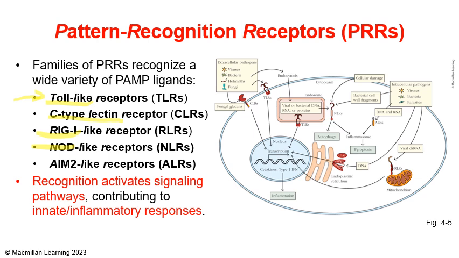Now, C-type lectin receptors are important for recognizing certain patterns of sugars, of the pathogens. RIG-I receptors are important against viruses. NOD-like receptors are very important for intestinal mucosa defense. And the AIM2-like receptors, I don't remember them now. So which ones are the most important? Those guys over here.